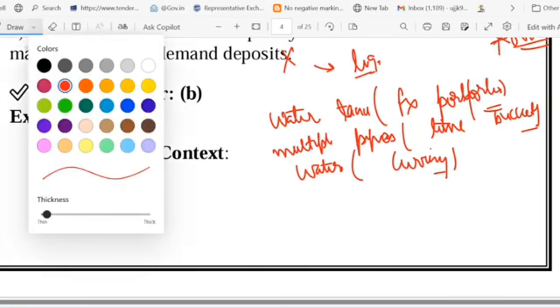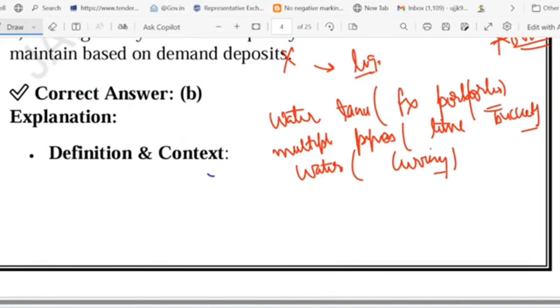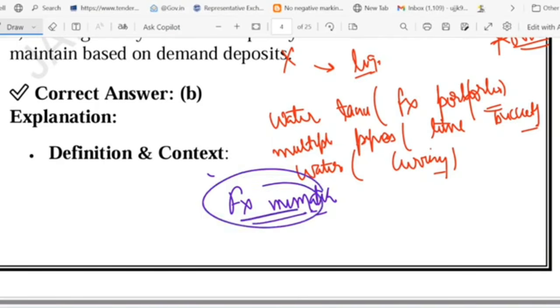Now suppose more water comes in than goes out across multiple pipes. So the tank will overflow. Suppose more water is coming in and less water is going out, so obviously the tank will overflow, and that overflow is your foreign exchange mismatch.